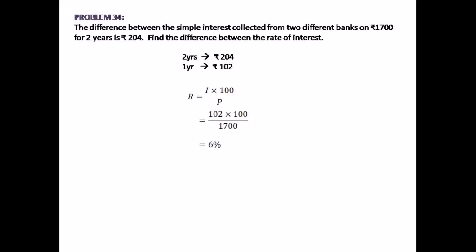The difference between the simple interest collected from two different banks on rupees 1,700 for 2 years is rupees 204. Find the difference between the rates of interest. Given that for 2 years it is rupees 204, then for 1 year it is rupees 102. R equals 102 into 100 divided by 1700, which gives 6%. Hence the difference in the rate of interest is 6%.